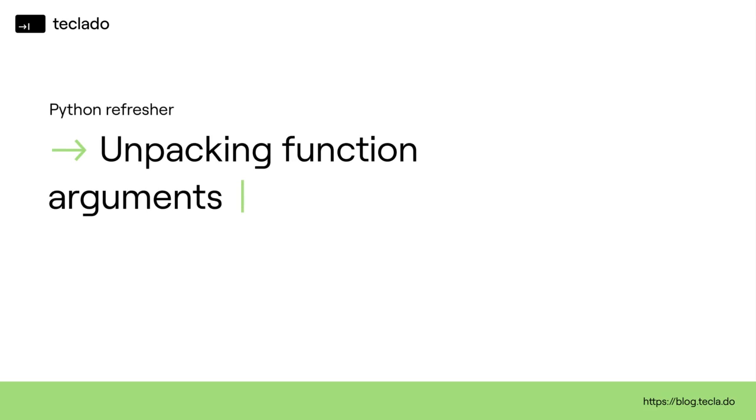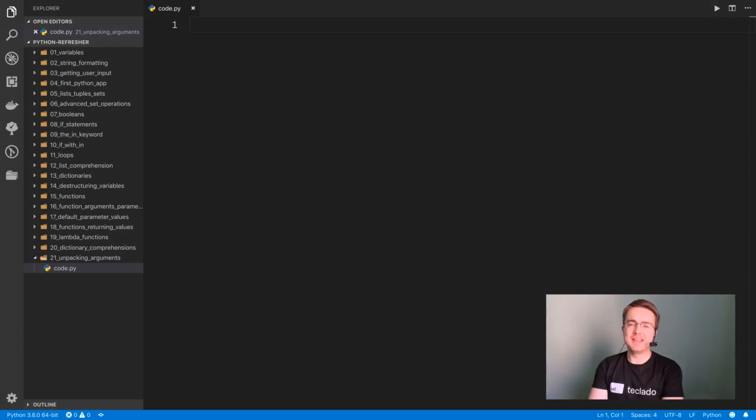In this video, we're going to learn about unpacking arguments. And this is a little bit more complicated than what we've seen so far, so please do bear with me. I'm going to define a multiply function that takes in any number of arguments. Here's how.